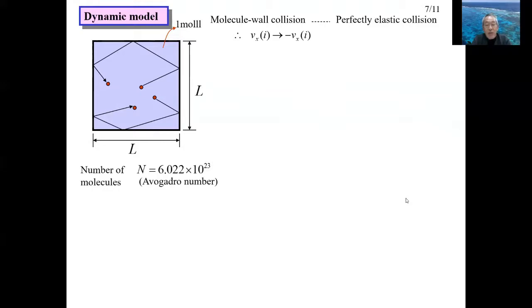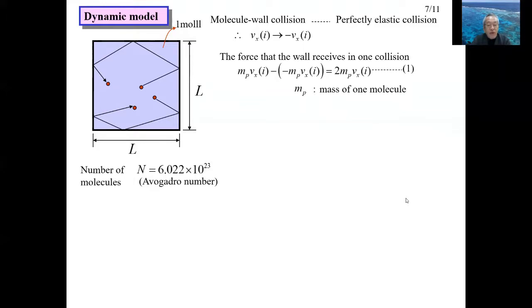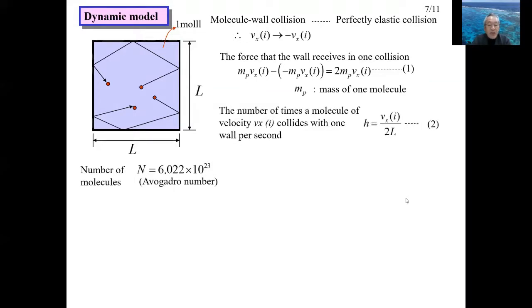In the case of a perfectly elastic collision, the velocity of the molecule after the collision changes the sign, but the magnitude of velocity is the same. The force that the wall received in one collision is given by equation 1. mp is the mass of 1 molecule. The number of times a molecule of velocity Vx collides with the wall per second is given by equation 2.